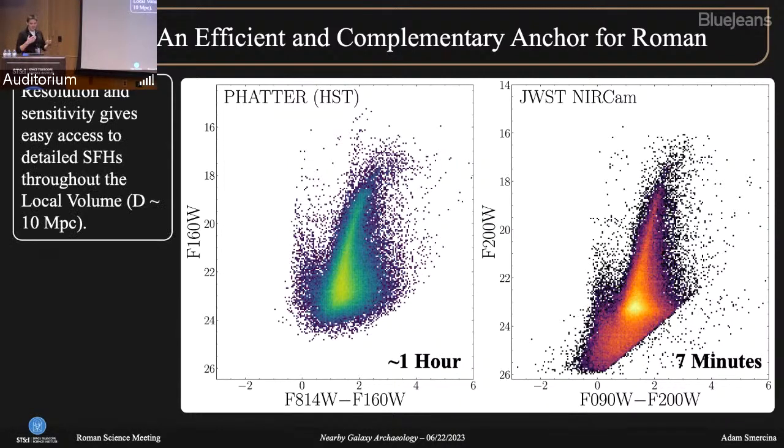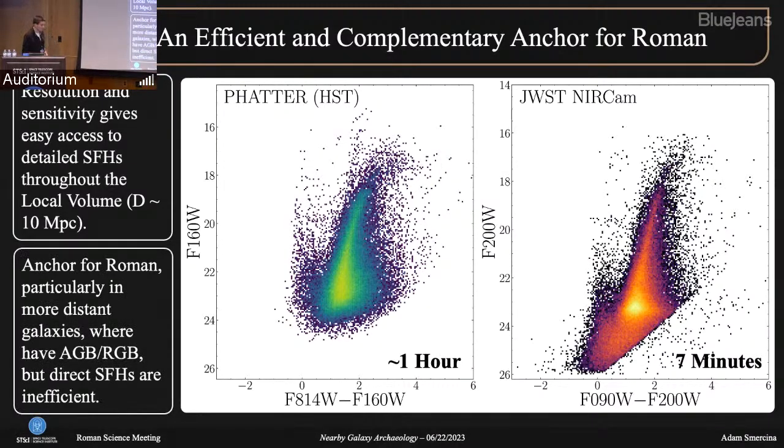And so again, this combination of resolution and sensitivity that JWST has given us is going to give us easy access to these detailed star formation histories, not just in stellar halos of galaxies, but the central disks of massive galaxies themselves, which is something that has always been really hard for Hubble to do. It's going to be this really important anchor for these studies with Roman, particularly in these more distant galaxies where we may only have access to these proxies, the AGB to RGB ratios, instead of direct star formation histories.